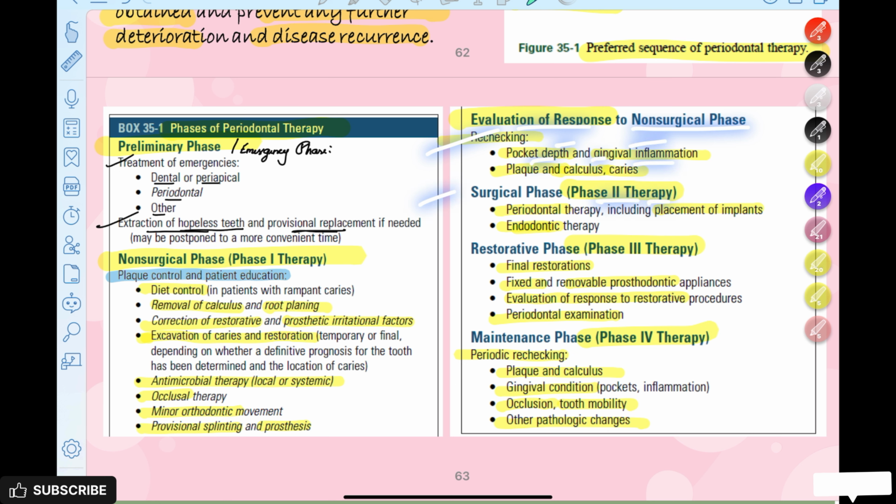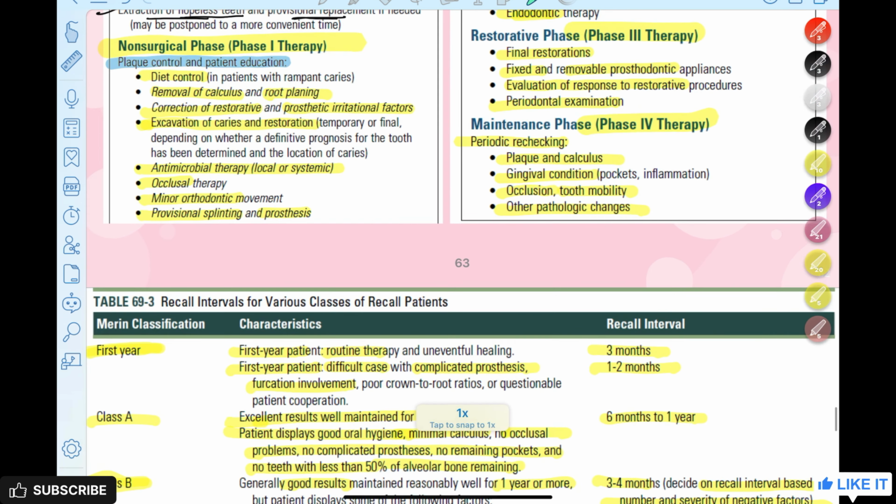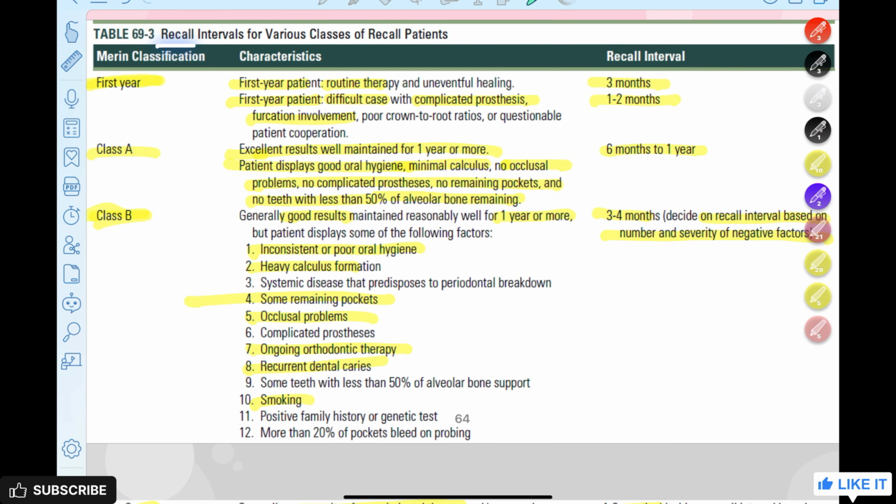Surgical phase, phase 2 therapy: periodontal therapy, placement of implants and endodontic therapy come in the surgery. Restorative phase: final restoration, FPD, RPD, evaluation of response to restorative procedure, periodontal examination. Maintenance phase, that is phase 4 therapy: periodic rechecking of the calculus, plaque, gingival condition, pocket inflammation, occlusion, tooth mobility and other pathological changes. So this is the recall interval for various classes of recall patient.